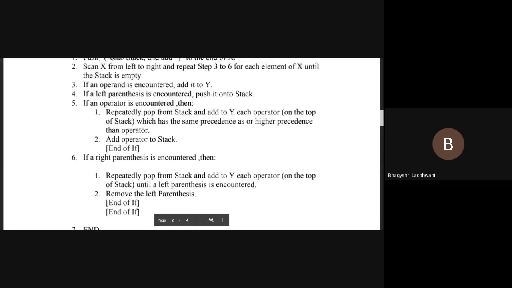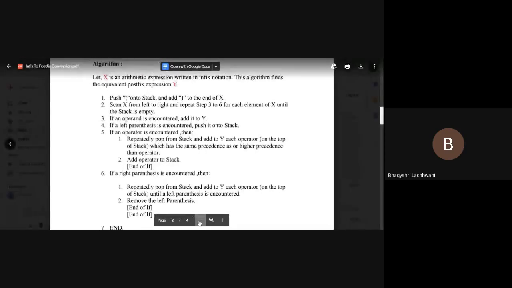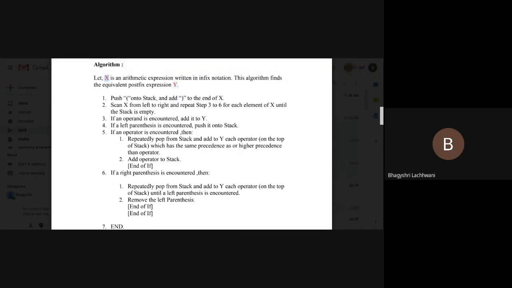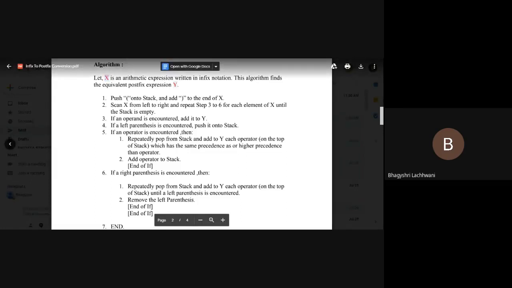Now the algorithm will be there. We will go through the algorithm once, then we will do an example, so it will be more clear to all of you. Basically we have two types of expressions. One expression we can call x, and the second expression we can call y. X is the infix expression that is given as input to us, and whatever we get by converting from x, from infix to postfix, that is y.